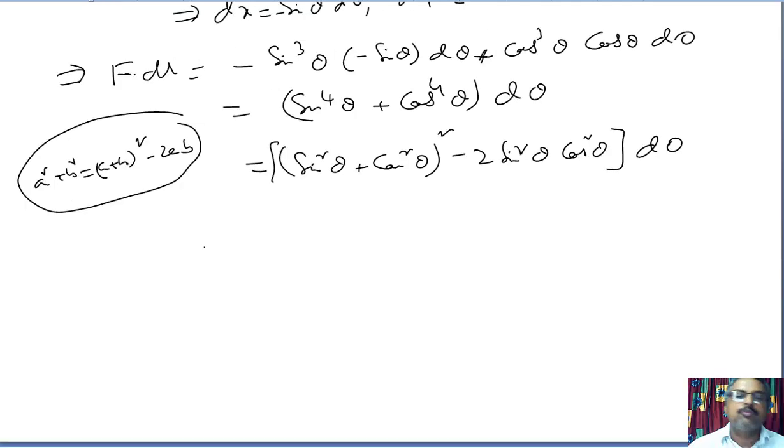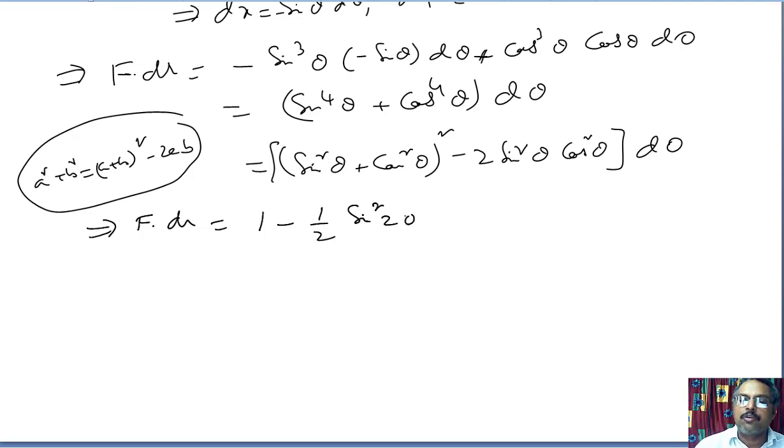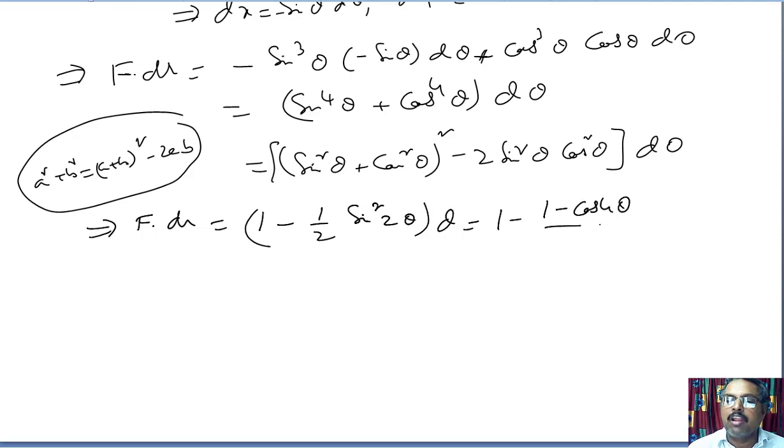Now simplification. F dot dr equals sin squared theta plus cos squared theta, which is 1, minus 1 by 2 into, if you multiply and divide, 2 sin theta cos theta is sin 2 theta, so here sin squared 2 theta d theta. Now sin squared 2 theta can be written as 1 minus cos 4 theta by 2, and already the 2 is there, so by 4. Sin squared theta is 1 minus cos 2 theta by 2, and sin squared 2 theta is 1 minus cos 4 theta by 2.